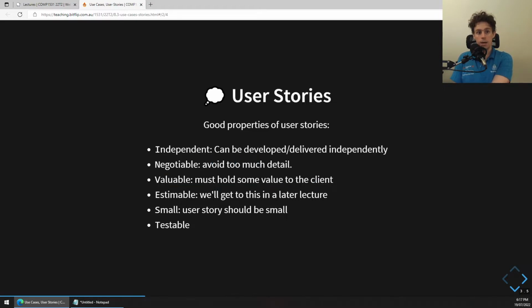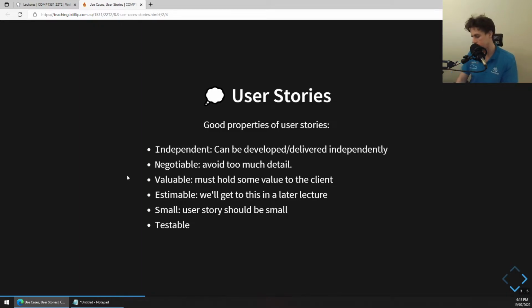Then there's valuable. They need to hold some kind of value to the client. That makes sense. They need to not be useless. Estimable, well, we actually don't look at this in a later lecture anymore because we got rid of it because it was kind of boring. But essentially, you should be able to easily estimate how much time a user story is going to take, or it should have a clear sense of scope. This is kind of the opposite of negotiable in the sense that they shouldn't be too broad, because if they're too broad, it's very hard to figure out whether you've succeeded and how big it is. Small, they should be relatively small.